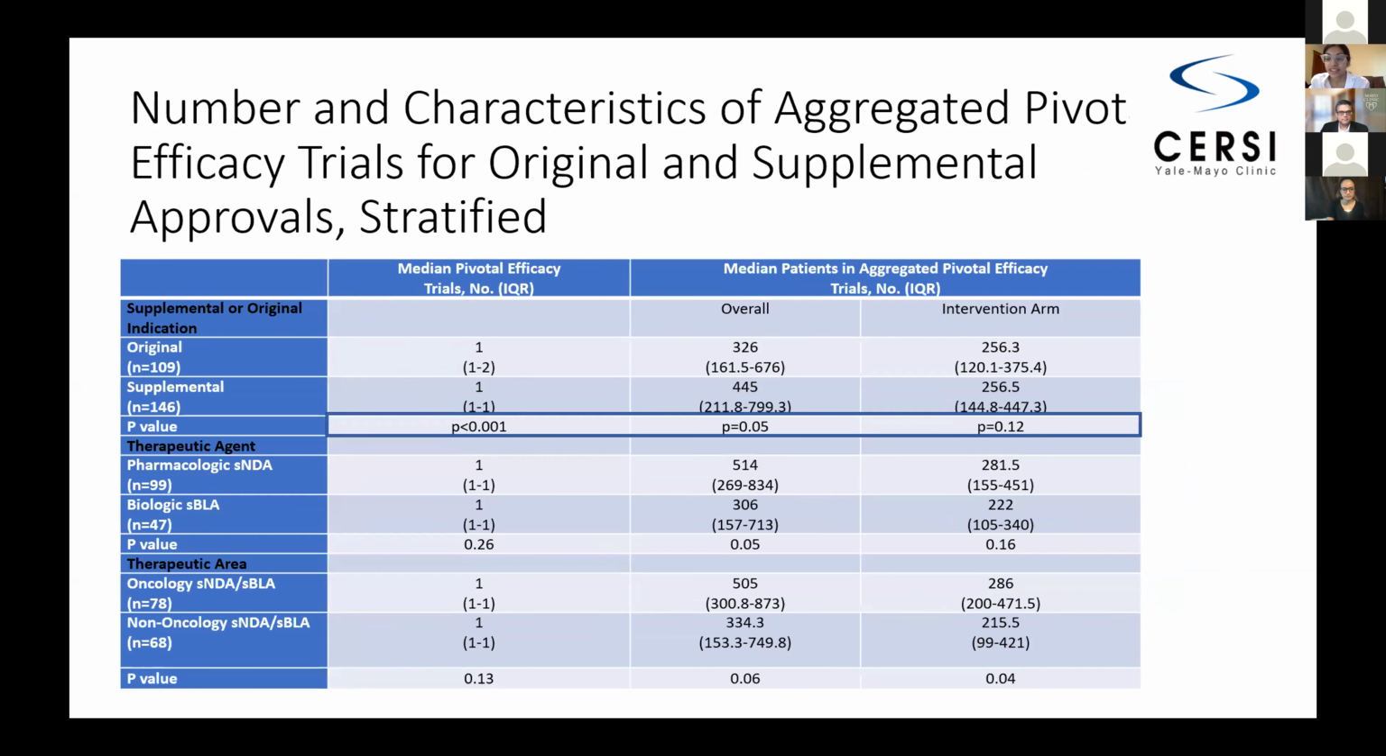These are more of the summary statistics which we discuss in our project. What you can see here is that when comparing the original indication approvals to the supplemental indication approvals for the same 107 therapeutics in our sample, trials supporting original indication approvals were more likely to be supported by at least 2 trials, and on average were supported by more trials. You can see that on the left side of the table. With regards to the number of patients at the indication level in the aggregated pivotal efficacy trials, there was similarity between both supplemental and original indication approvals.